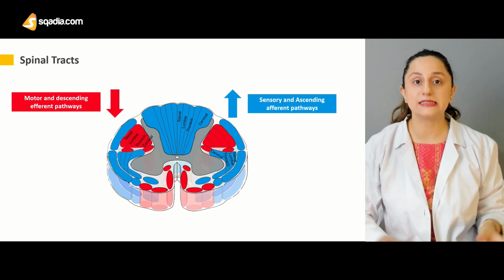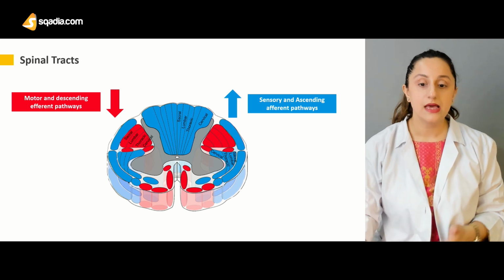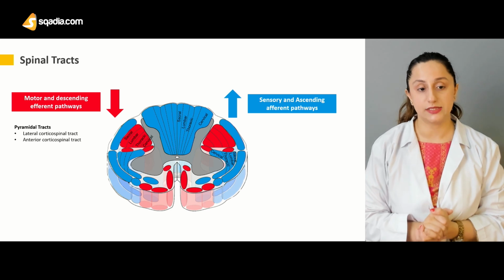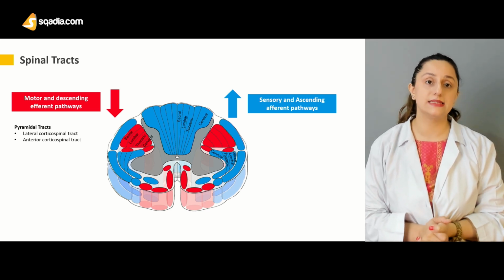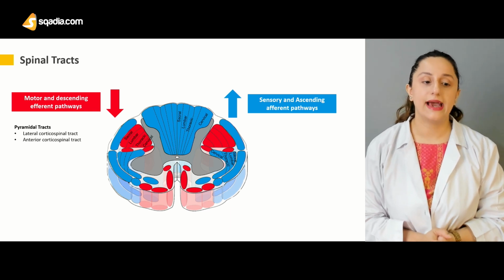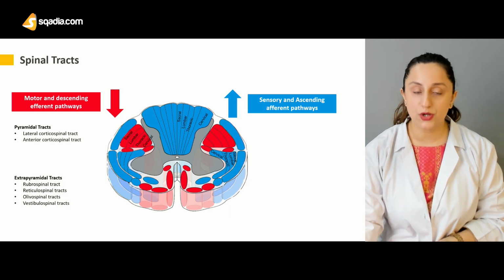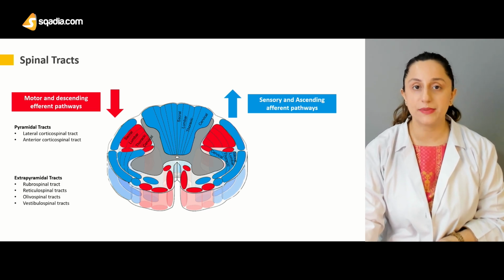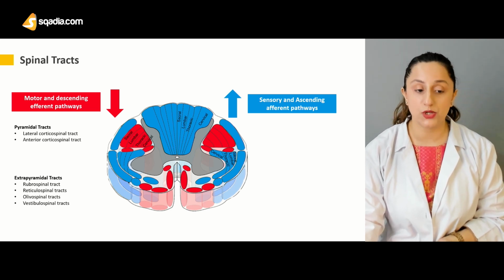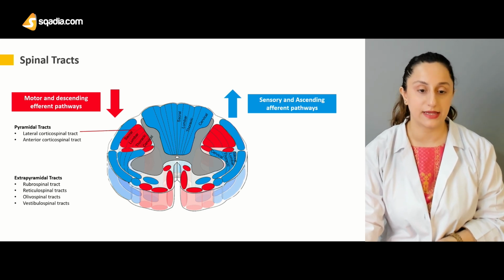And on the other hand, the motor and the descending pathways are known as the efferent pathways. So they can be mainly divided into two different categories out there. Mainly the motor and the descending tracts are divided into the pyramidal tracts, namely the lateral corticospinal tract and the anterior corticospinal tract, and the extrapyramidal tract encompasses the rubrospinal, reticulospinal, olivospinal, and vestibulospinal tracts.